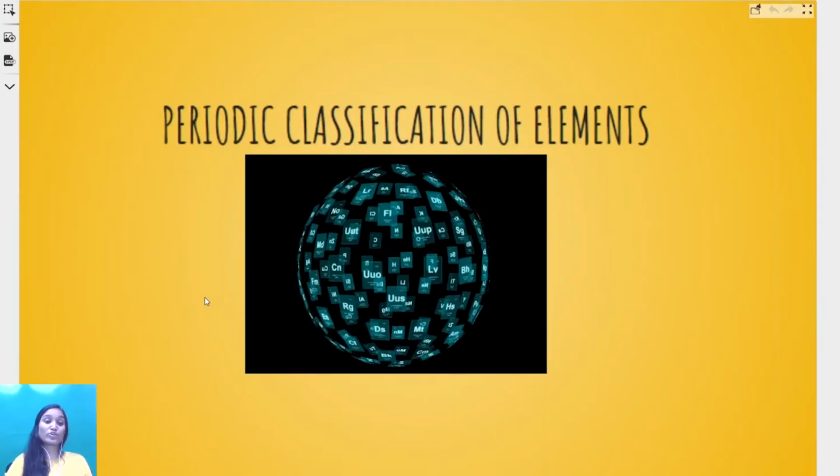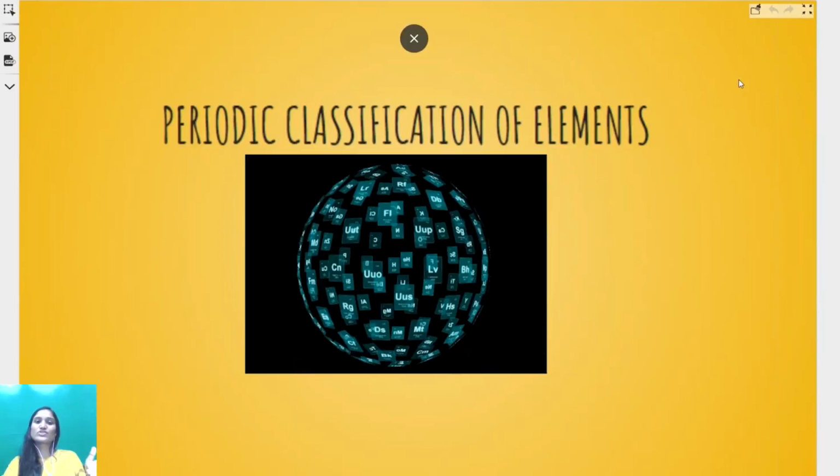Okay, so our chapter today is what? Periodic classification of elements. And elements are homoatomic by nature, and elements are 118 by number for now. So as you know, there are two parts in this chapter. Part number one is history of periodic table or history of periodic classification. Part number two is modern periodic table. In modern periodic table, we study about periodic trends, classification, everything and all that. But right now, let us start off with history.